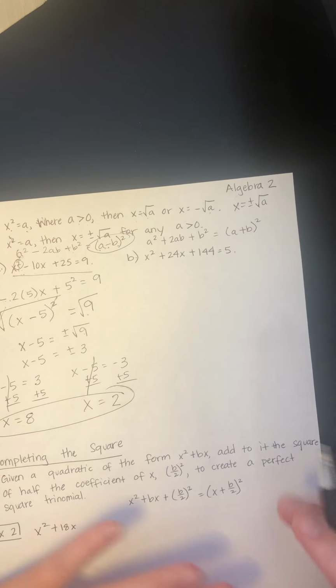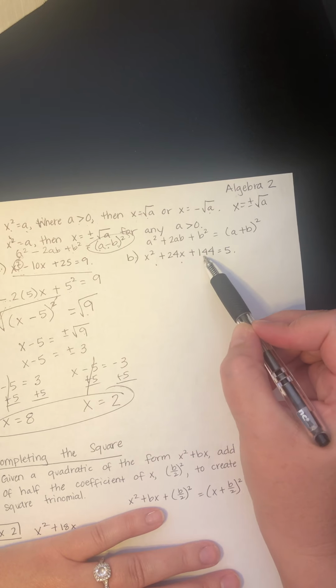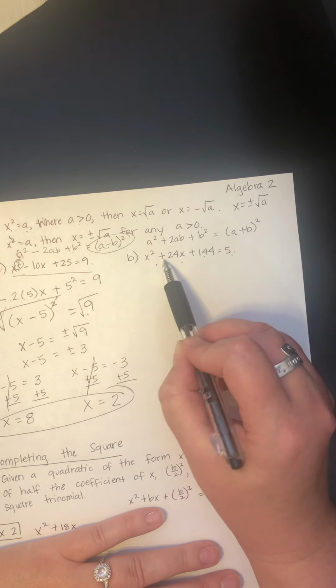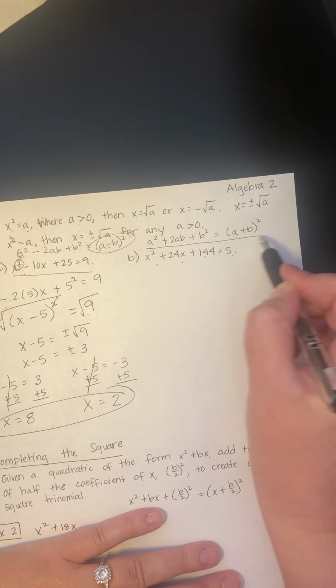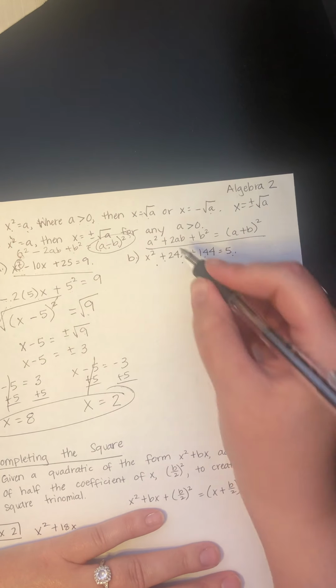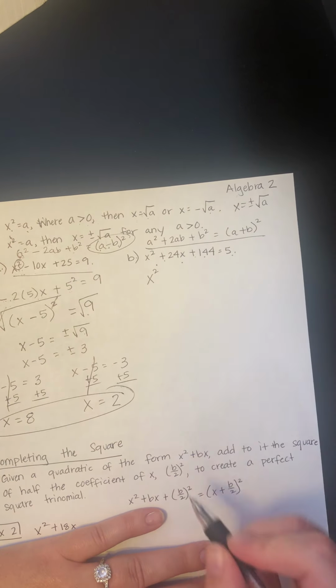Now, for the next one, x squared plus 24x plus 144 equals 5. These are both positive, so we're going to use this form right here. So we're going to leave the x squared the same. It doesn't change.